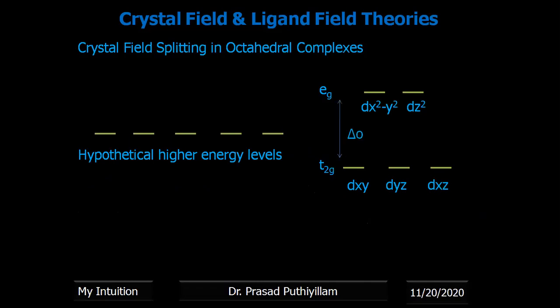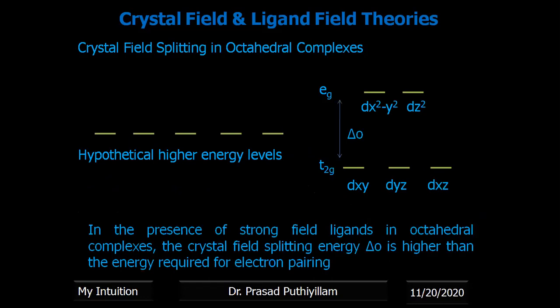So here this delta O, not delta naught, delta O, is the octahedral crystal field splitting energy in presence of a strong field ligand. You know which are strong field ligands. The best example is cyanide, CN. It's a strong field ligand. In presence of a strong field ligand, in octahedral complexes, the crystal field splitting energy is higher than the energy required for electron pairing. That means this energy difference is higher.